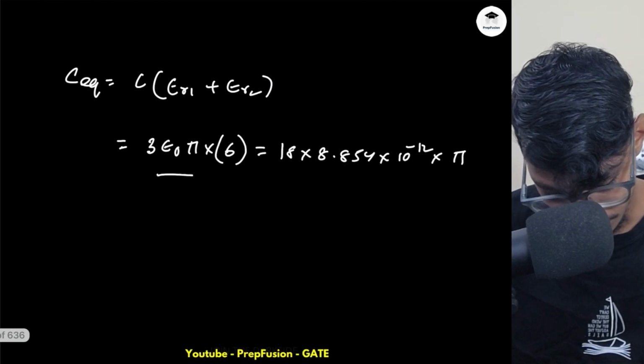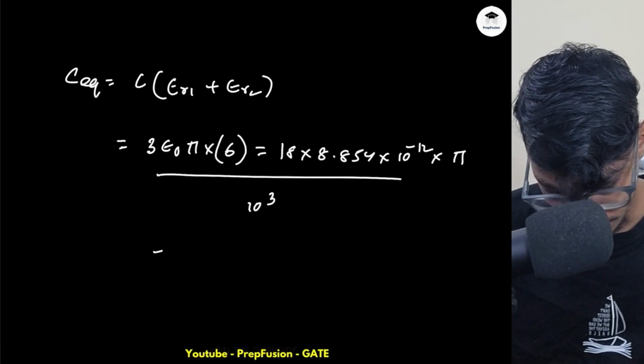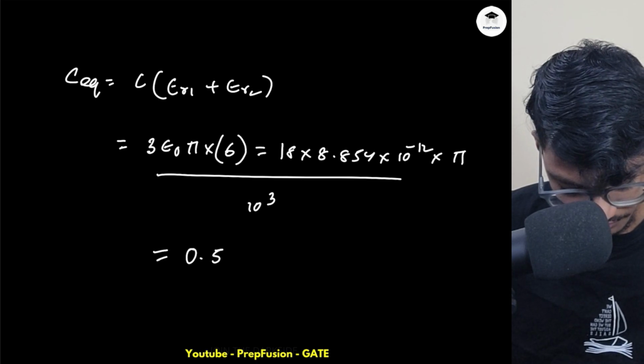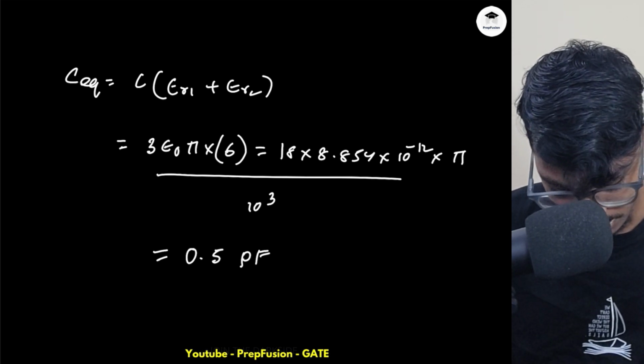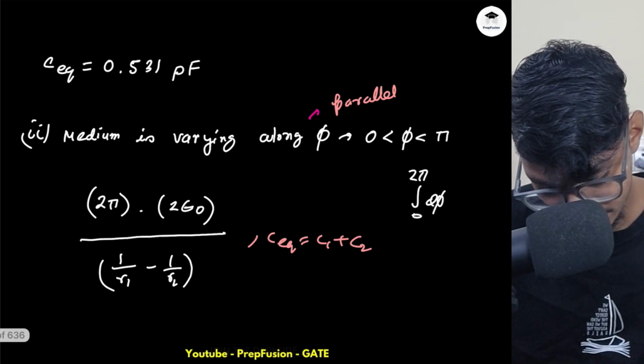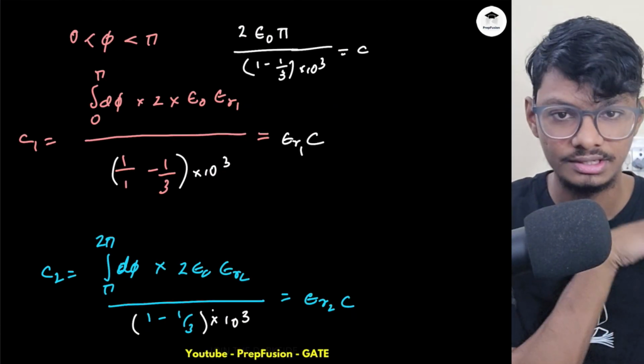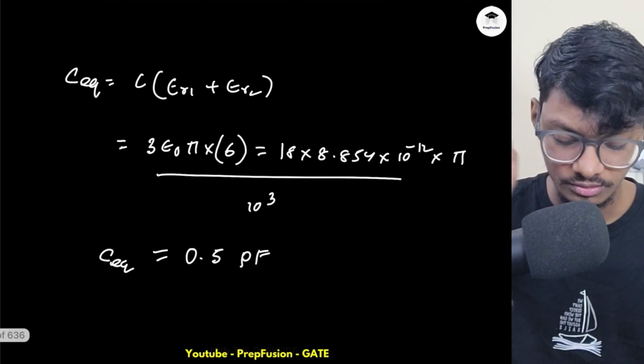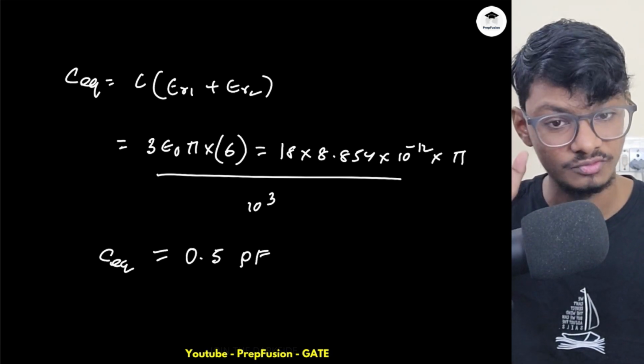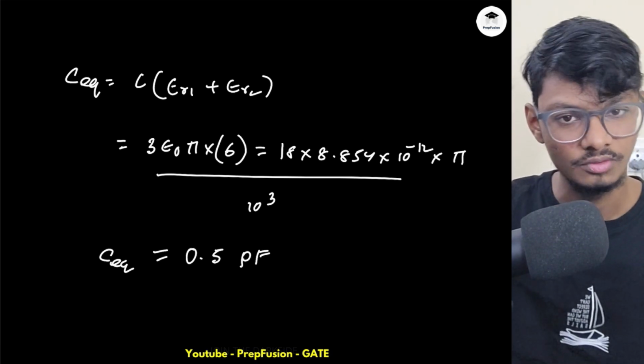So this one will be divided by 10 cube, so this will come out to be 0.5 picofarad. C equivalent will be 0.5 picofarad, almost the same as the previous case, but a bit different. So you can observe that if we are varying parallelly, the answer will change. And how do you find out if they are varying parallelly or not? I have told you with basics, right? With electric field.